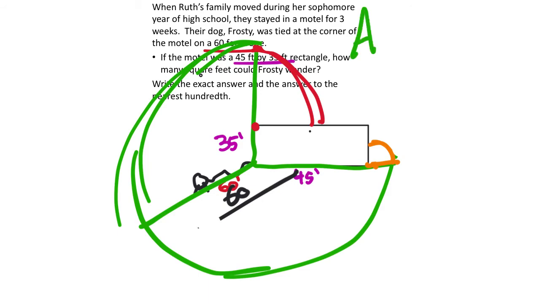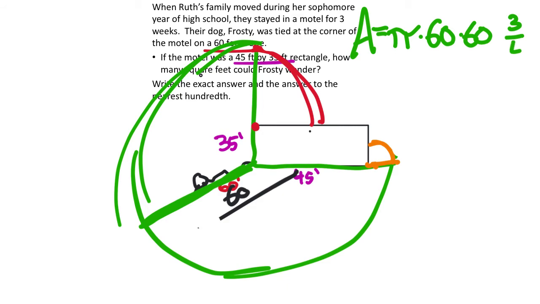So I would look at the area of the green circle first, and I'm trying to color coordinate this. And I'd say, well, if it was a full circle, then it would be pi times the radius, and this radius, of course, is the length of the leash right here. It's 60. So I'd have 60 times 60. But I can see, just the way that I've drawn it, is that old Frosty, he can only go 3/4 of a circle. So I'm going to multiply that by 3/4 of a circle, because that's as much area as the green circle will cover.